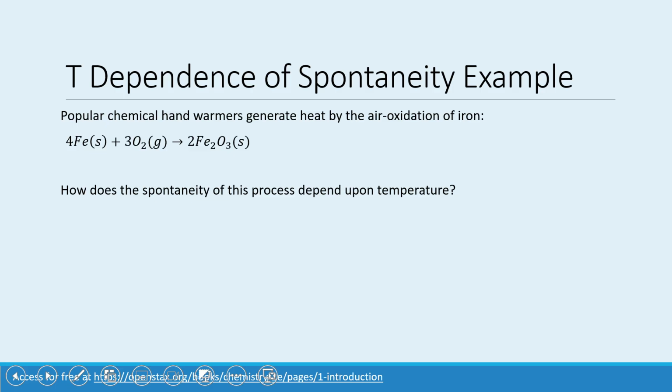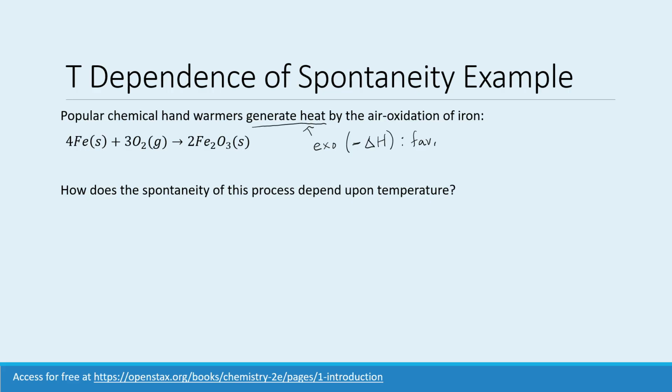Okay, so let's look at an example. Popular chemical hand warmers generate heat by the following equation. How does the spontaneity of this process depend upon the temperature? So if we're generating heat, remember that that is going to be an exothermic process, right? When we hear the production of heat, that is exothermic, and so we've got a negative delta H value. And remember that that is favorable, right, for a spontaneous process.